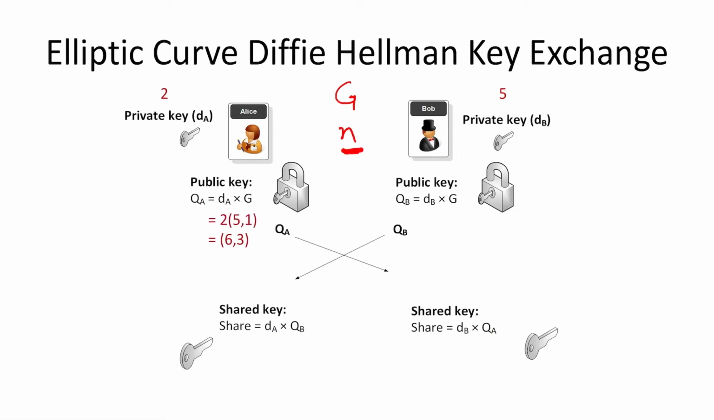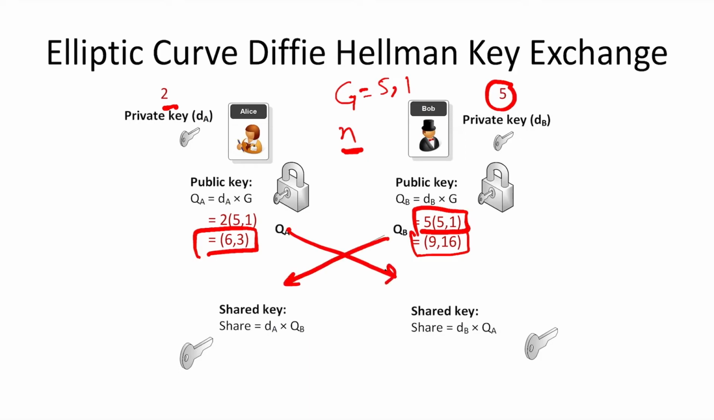The next step then is for both of them to compute their public key. So Alice will compute her public key by multiplying the private key with the generator point. So let's assume the generator point here is 5, 1. So Alice will multiply 2 with 5, 1, and let's assume that gives us 6, 3. And then Bob is also going to do the same computation. So they're going to multiply their private key with the generator point 5, 1. And let's say they get a point 9, 16, which is their public key.